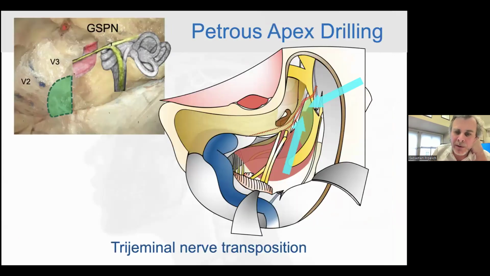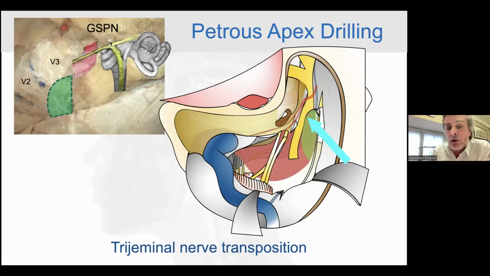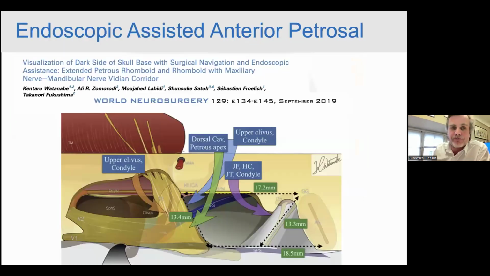What else? Trigeminal nerve transposition. Why would you need to drill the petrous apex? Because if you drill the petrous apex, for example, the true petrous apex below Meckel's cave, first you can coagulate the feeders in a petroclival meningioma more, and you can also create a space in which you can push the trigeminal nerve down, transpose the trigeminal nerve down, and work above trigeminal nerve.